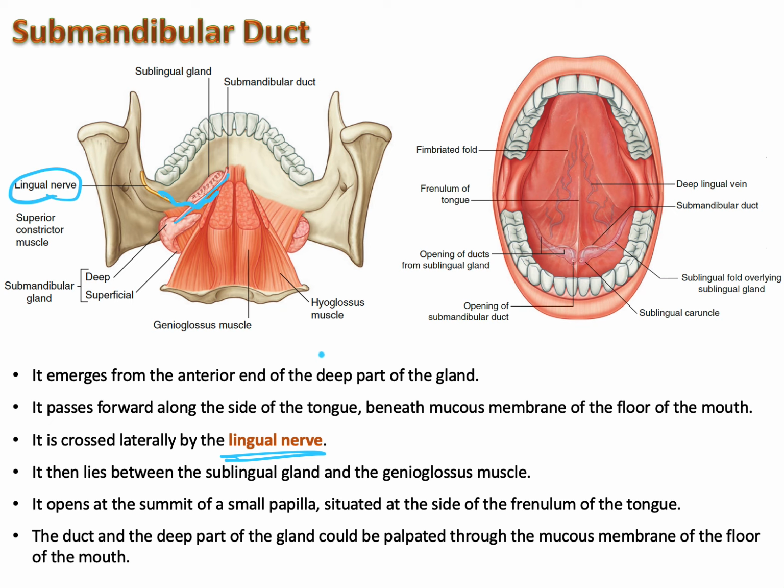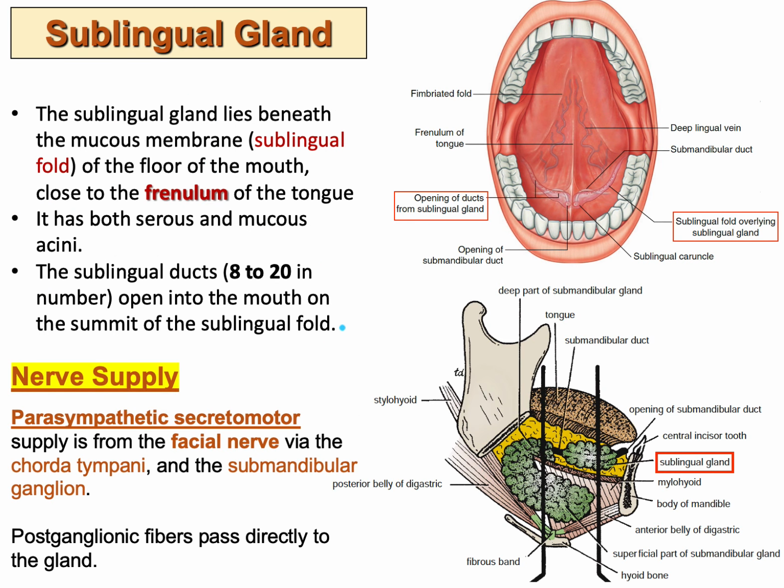I think we still have to talk about the innervation of the submandibular gland, but I will leave it to the end of the lecture after I finish the sublingual gland. Let's talk about another important salivary gland, which is the sublingual gland. From its name, you can conclude that it's located directly under the tongue.